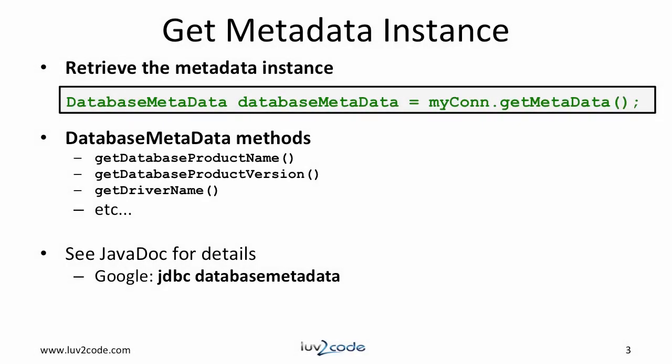Database metadata can give you information about your database. To get started with database metadata, you must first retrieve it from the connection object. This is accomplished by calling myCon.getMetaData. Then we can call some methods on the object, such as getDatabaseProductName and version, getDriverName and driver information, and so on.